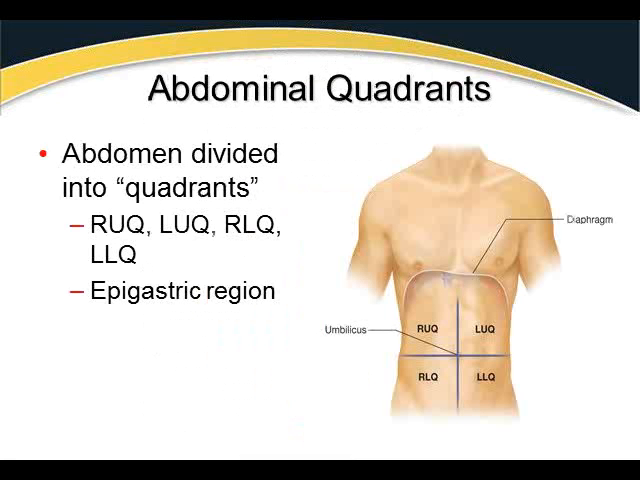So our abdominal quadrants, remember, we use the belly button, or the umbilicus, as our point of division. If we draw horizontally across the umbilicus, you have the uppers and lowers. If we draw vertically through the umbilicus, we have rights and lefts. Remember, it is the patient's right and left. So we have the right upper, right lower, left upper, and left lower quadrants. The epigastric region sits right underneath your xiphoid process, above your stomach.